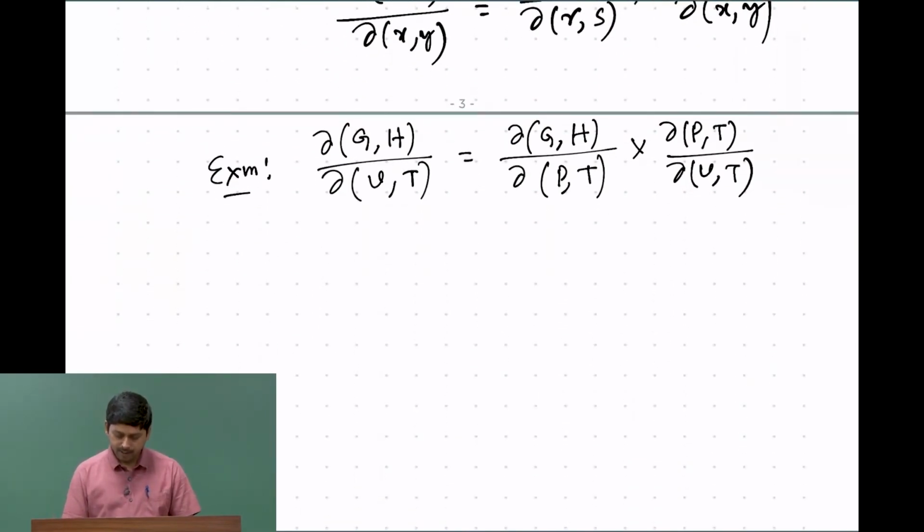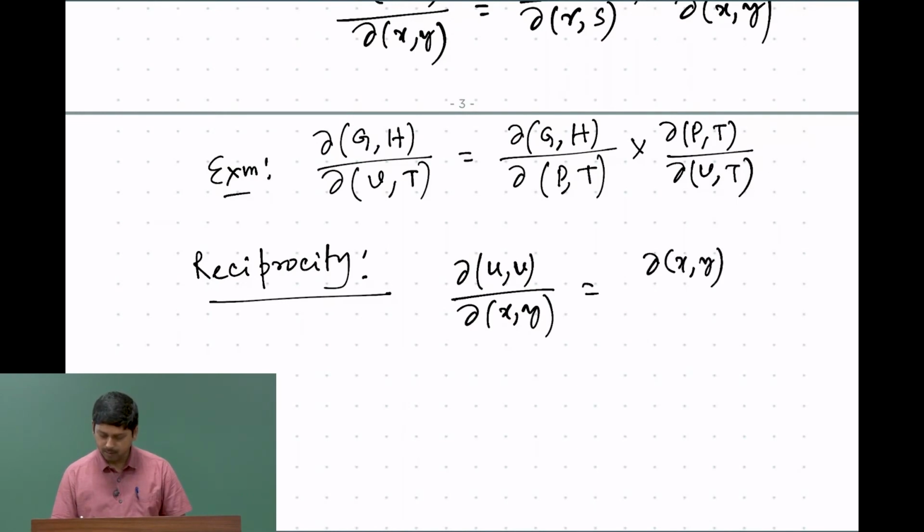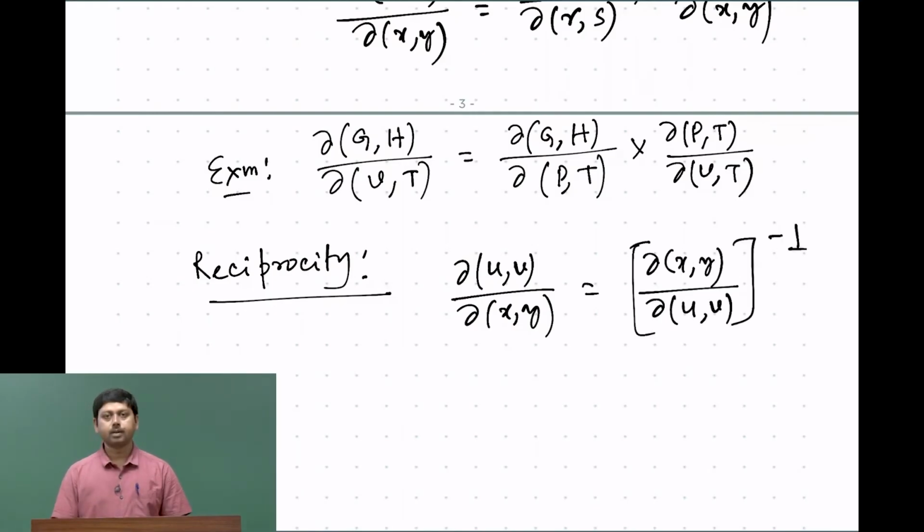And then the final one is reciprocity. Del u v by del x y is the inverse of del x y by del u v, which means del x y by del u v to the power minus 1.